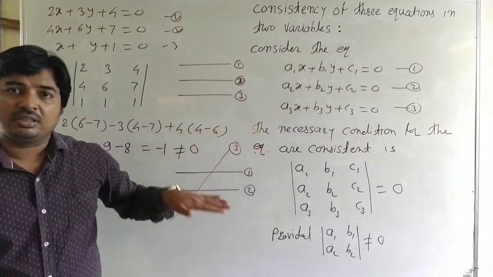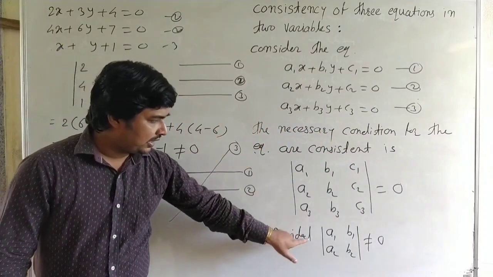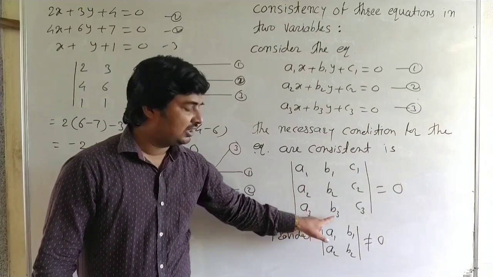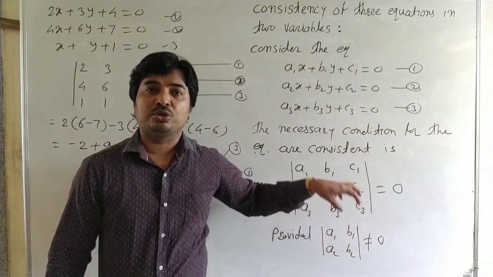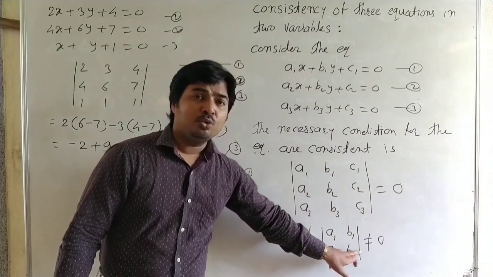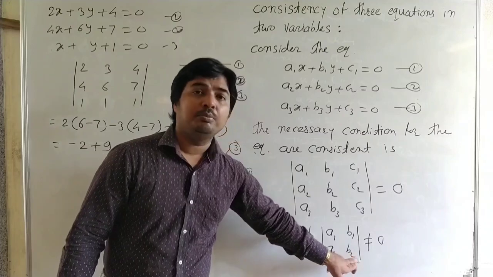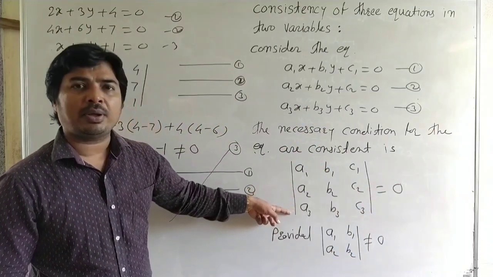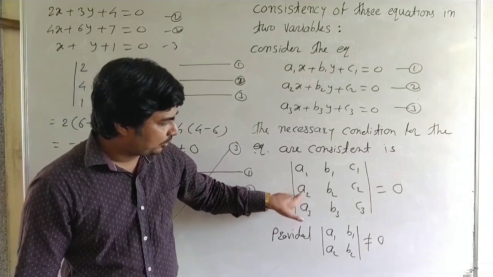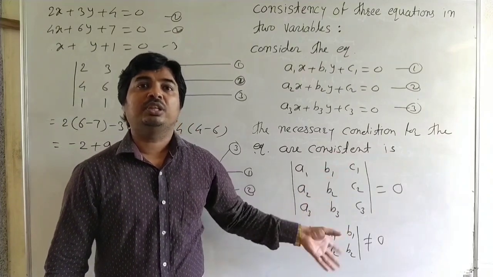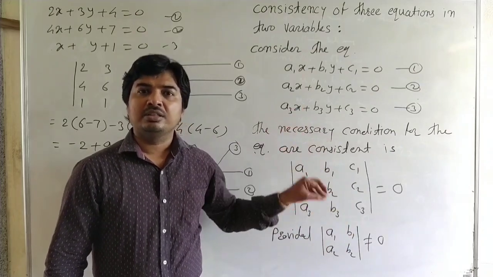If the first and third lines are parallel, provided it is the first condition, or the determinant of a1, b1, a3, b3 is not equal to 0. Or if the second and third lines are parallel, then the determinant of a2, b2, a3, b3 is not equal to 0. Then the lines are consistent.